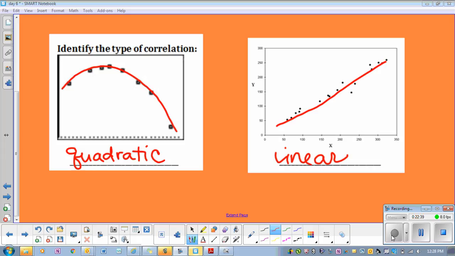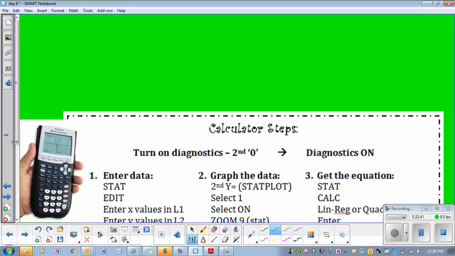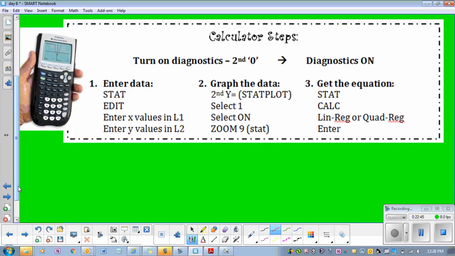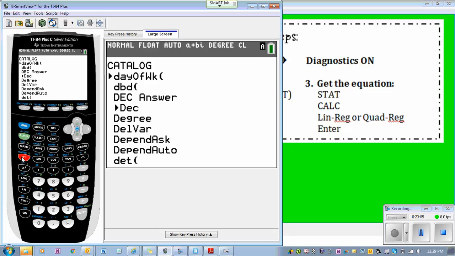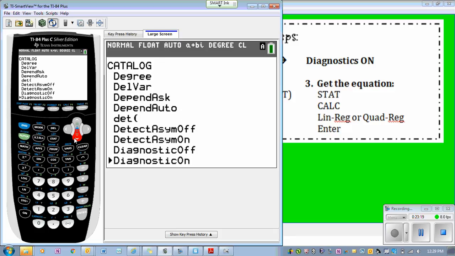Here are some calculator steps, and we're going to do this together. Turn on your diagnostics. So you're going to go to second 0. See how in this lime green color you see your A, B, C, like the letters? So go to D, which is this one, x to the negative 1, that button. And then it starts with all of the functions that start with D. Keep going down until you find diagnostic on.